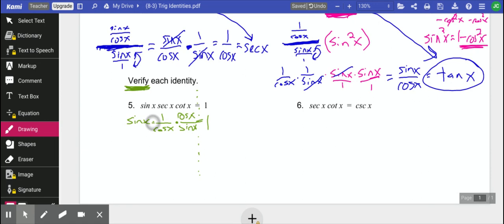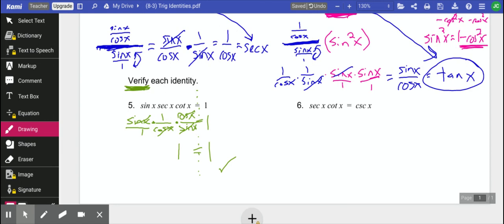These are all multiplying fractions. I'm going to put the sine x over 1. And then remember, when we're multiplying fractions, we're allowed to cancel things that are on the diagonal. So the cosines cancel and the sines cancel. And you'll notice the left-hand side has become 1 and the right-hand side is 1. So we did it. We got the left-hand side to look like the right-hand side, and we're finished with this problem.